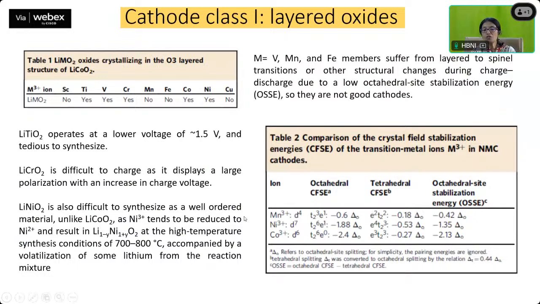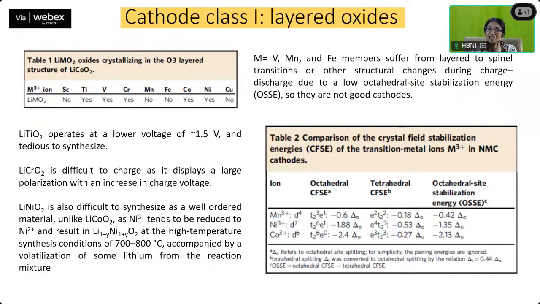LiCoO2. So now if you compare the crystal field stabilization energies of the transition metal ions in these different kinds of cathodes, NMC is nickel, manganese, and cobalt. So instead of lithium cobalt oxide, you are putting in some amount of nickel and manganese in this kind of cathode. As you can see, cobalt has a very high octahedral site stabilization energy, whereas manganese has a very small octahedral site stabilization energy. So this will give rise to some kind of structural instability, which we will see later on.